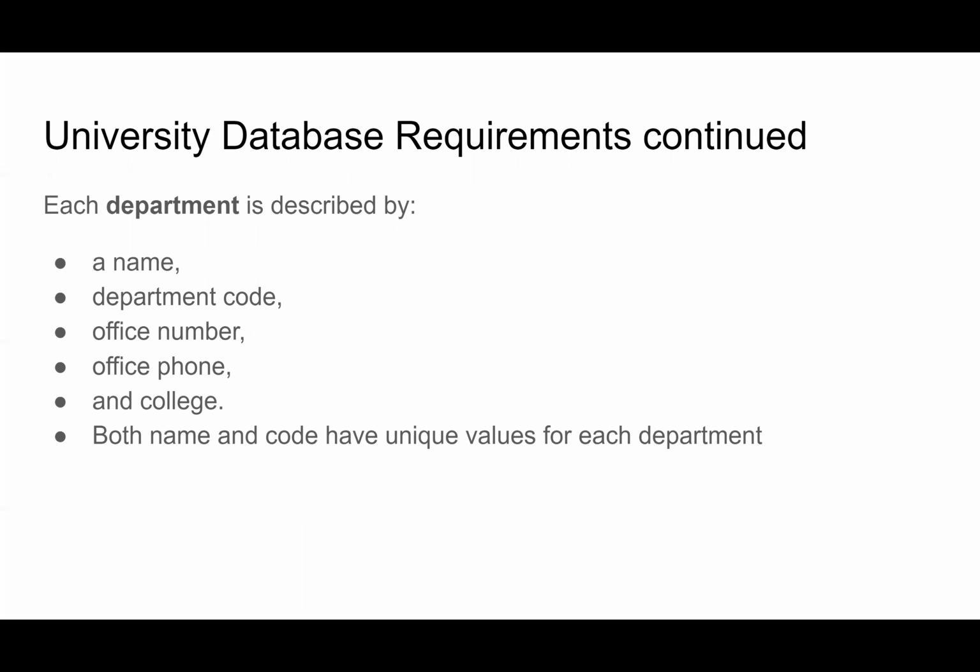Okay, the next entity that we're going to describe here is department, and each department is described by a name, a department code, an office number, an office phone, and college. Both name and code have unique values for each department. Pause the video here and see if you can discern what we need to do for the department entity.